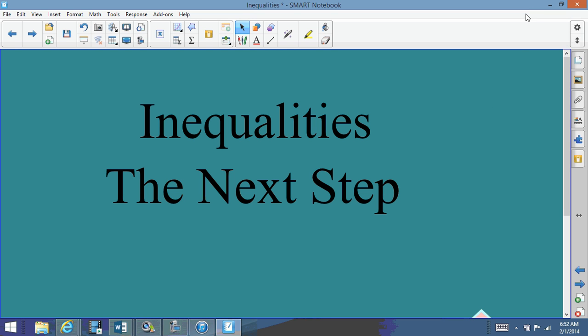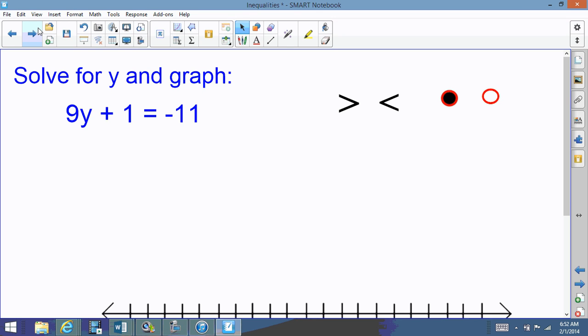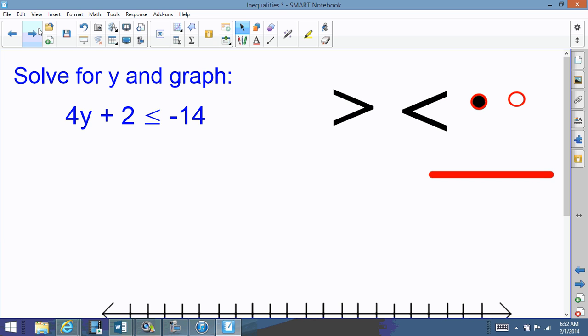We're going to continue our studies. This time we're dealing with inequalities, which is the next step. From our previous lesson, we dealt with an equation, which we graphed and solved. Then we went to two-step inequalities, and we graphed those and solved them.